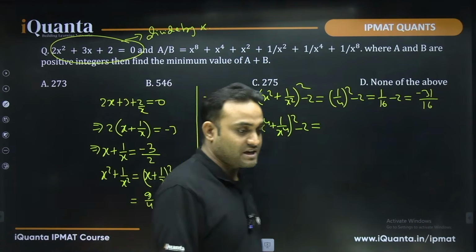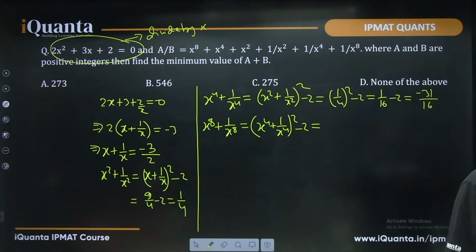So बताओ ये कितना है? Maverick, what's the final value? Tell me the final value. Okay, I want you guys to solve it. Tell me the final value.